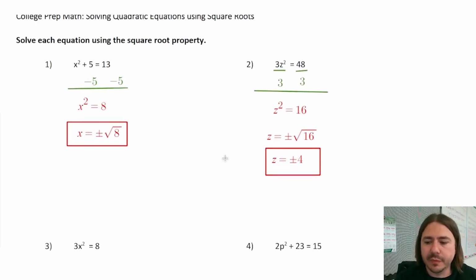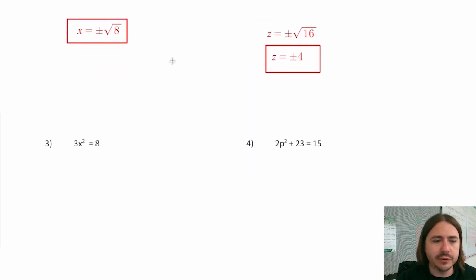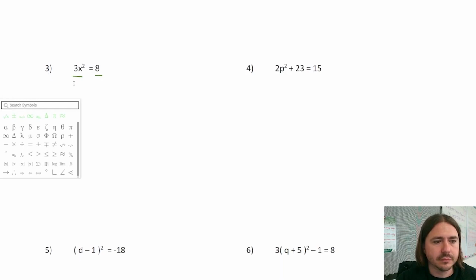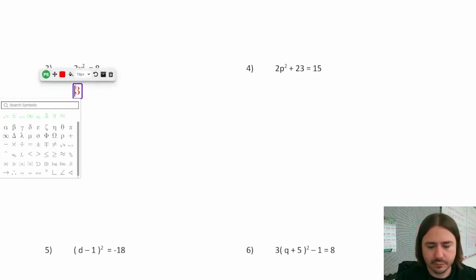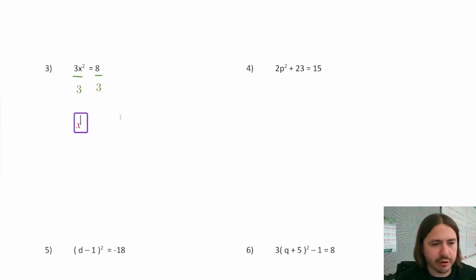Okay, there's number 2. Number 3 says 3x squared equals 8. So once again, just like the last one, I'm going to divide both sides by 3. Probably take me longer to get this formatted looking nice than to actually do the problem. Okay, so I divide both sides by 3, and that'll leave me with x squared equals 8 thirds.